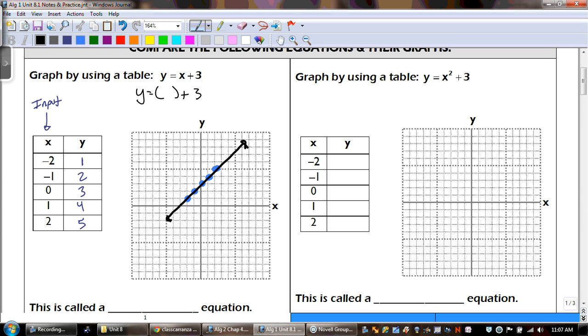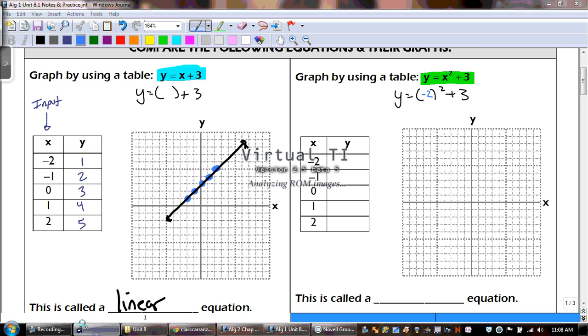This is called a linear equation. But what's different? Let's look at our equations. What's the big difference between those two? Well, the one on the right, doesn't that have a square on it? y equals x squared plus 3. So the equation's a little different. But now we're going to be plugging in the same numbers, but let's watch what happens.